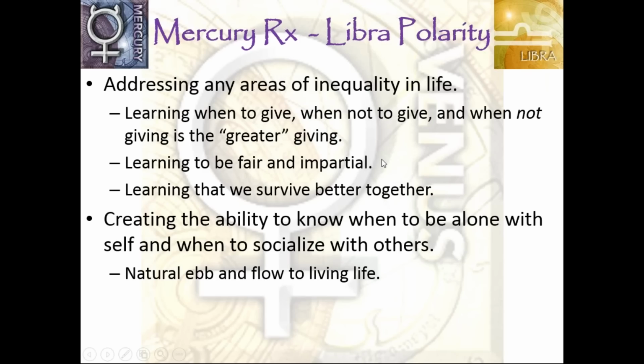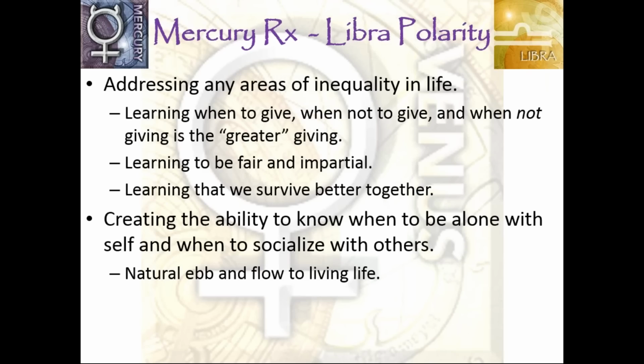And as we learn to address more and more equality in our life, what we're learning, Mercury retrograde, Aries, Libra polarity, is essentially we survive better together. There's a reason why most species have evolved into 2 genders. It increases the rate of survival. It evolves the immune system faster than a single gender that replicates itself identically.